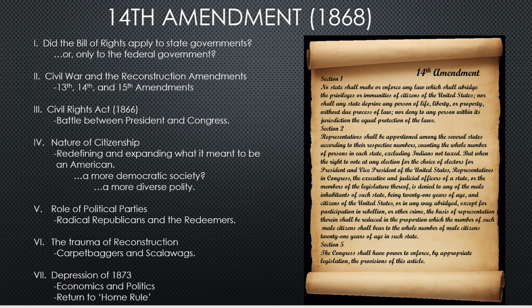What's also important to understand is that even though the 14th Amendment is ratified in 1868, it is preceded by a Civil Rights Act. And the Civil Rights Act is contentious. The president, Abraham Lincoln, has been assassinated. The president is Andrew Johnson. Johnson is from Tennessee. He's a Southerner, one of the few Southerners who remained in Washington during the Civil War.